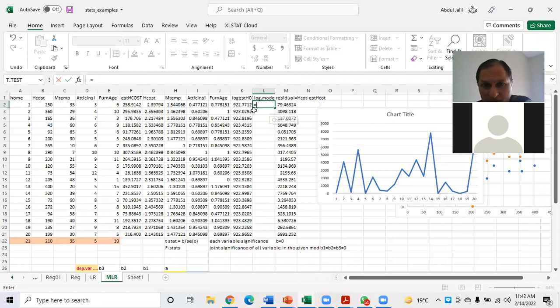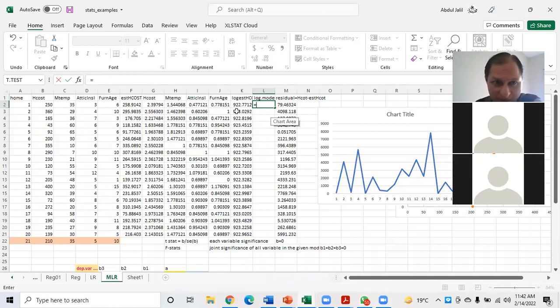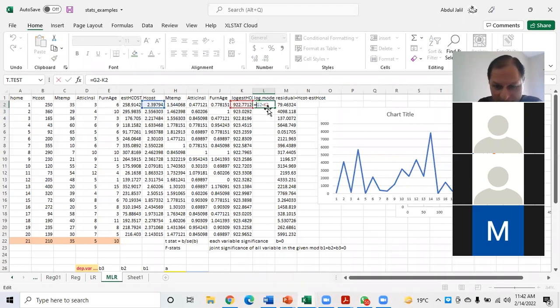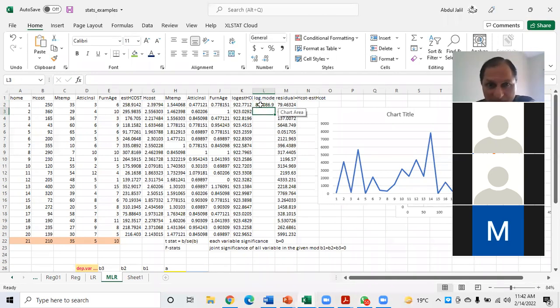Now I'm going to actually calculate these residuals, because previously we have calculated only the estimated values. The residuals can be calculated by taking the difference between the actual values, in log form, minus the estimated values, and then we are going to take the square. This is more important, because if we do not take the square, minus values and plus values are going to cancel each other.